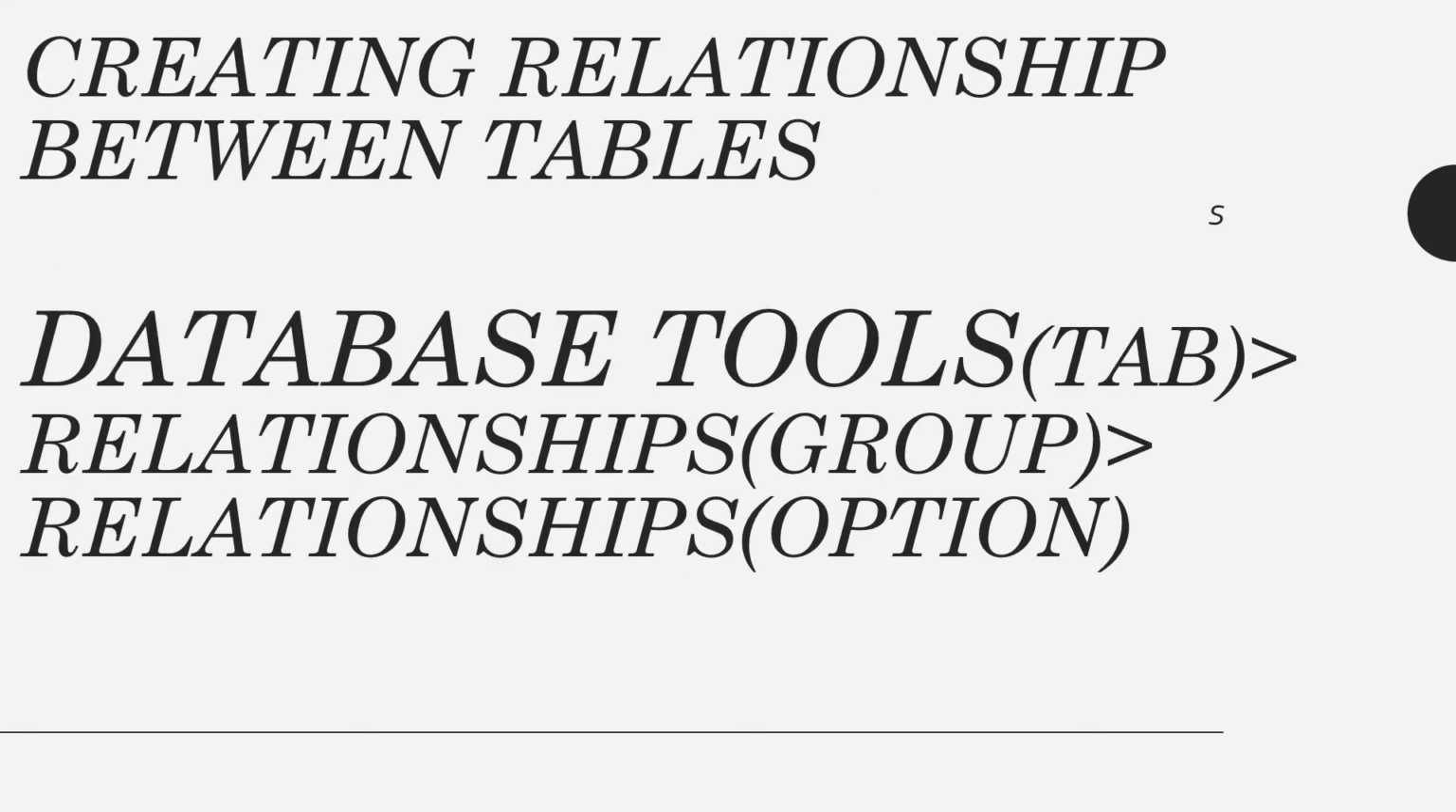Now next comes, if we want to apply a relationship between the tables, we will use, in the ribbon, the Database Tools tab and the Relationships group. Under the Relationships group, we will have the Relationships option, with the help of which we can apply a relationship using the primary key. We can drag from one primary key to another primary key and set the relationship between two tables and can perform the query.